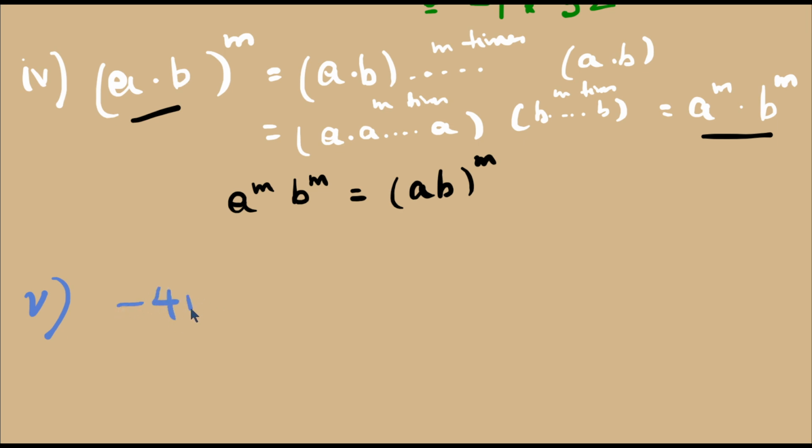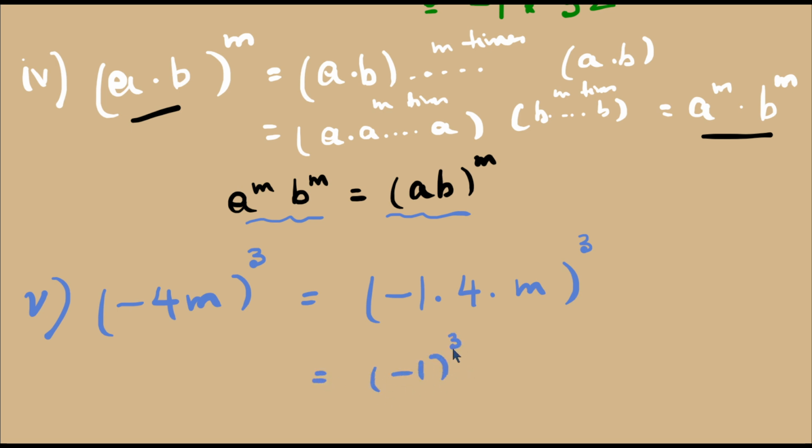quickly. This is minus 4m raised to the power 3. So how do we go about this using the logic which we arrived at? Minus 4 can be looked at as minus 1 times 4 times m, the whole thing raised to the power 3, or this is equal to minus 1 raised to the power 3, 4 cube and m cube. So minus 1 raised to an odd number of times is minus 1 only, and 4 cube would be 64. So minus 64 m cube would be the simplified answer for this exponent.